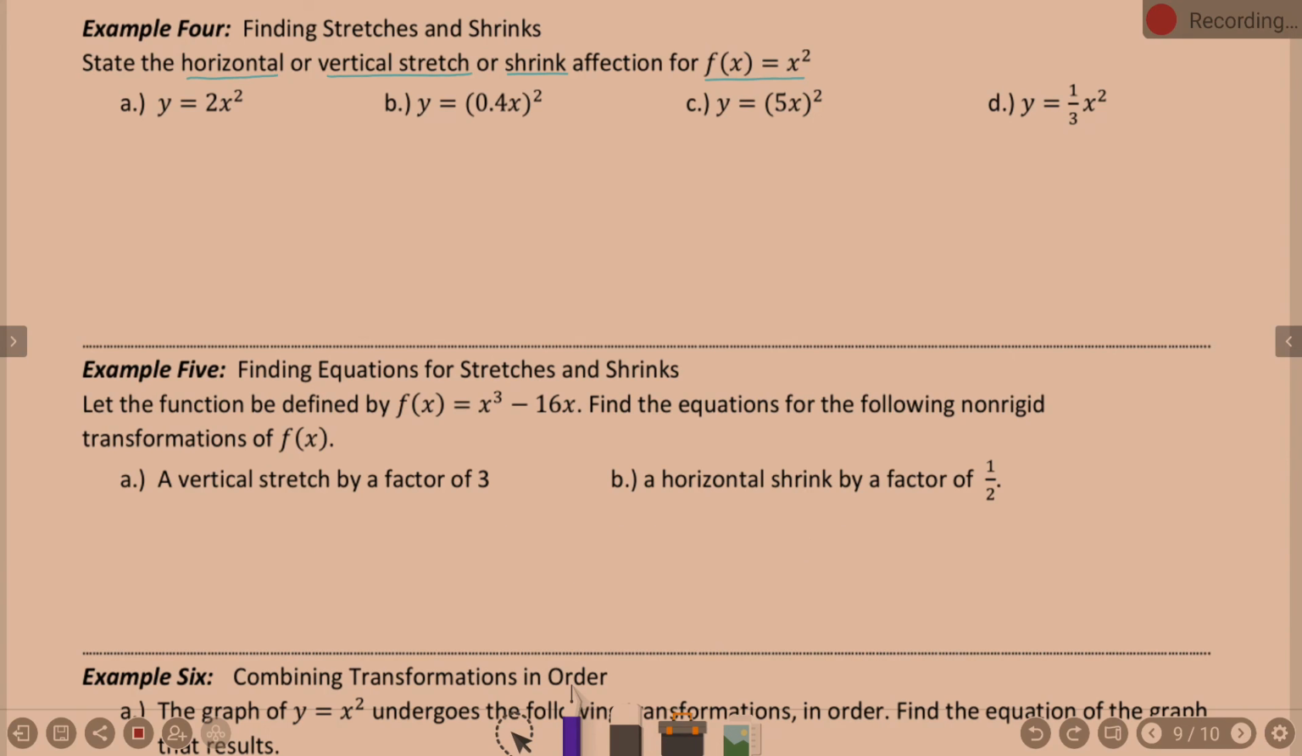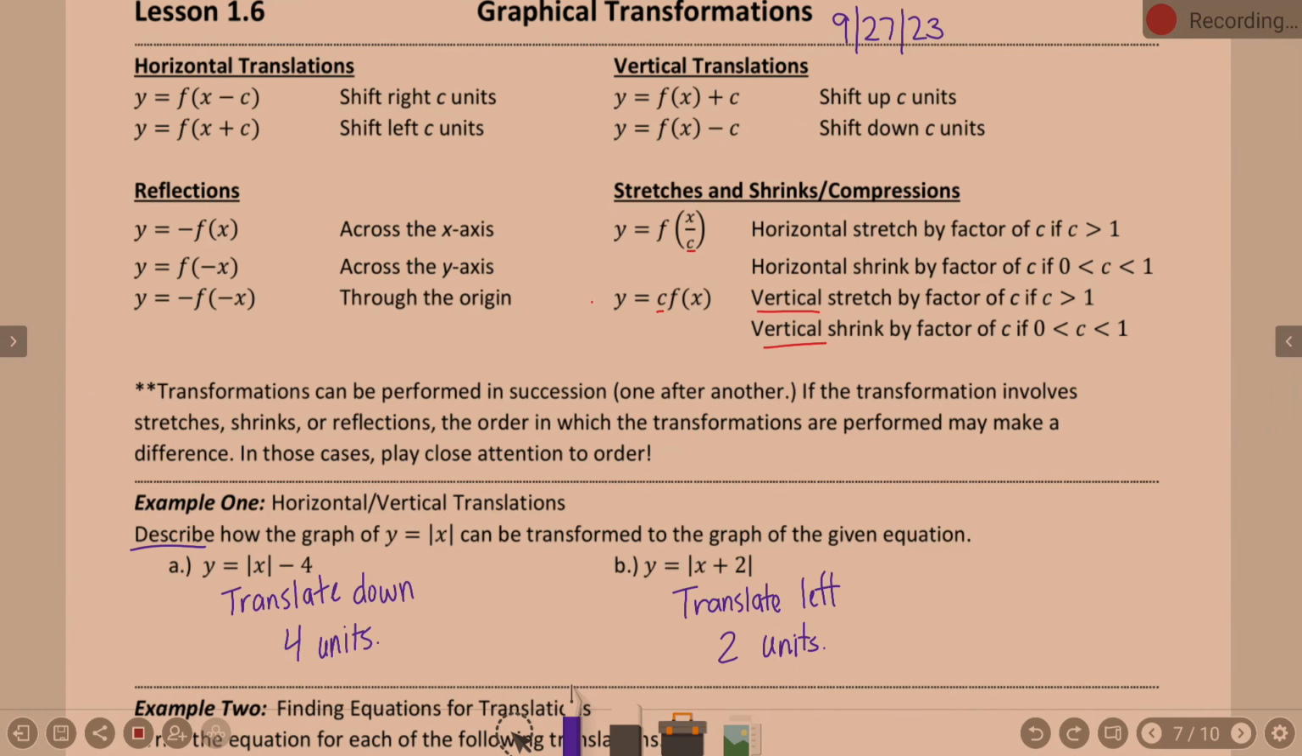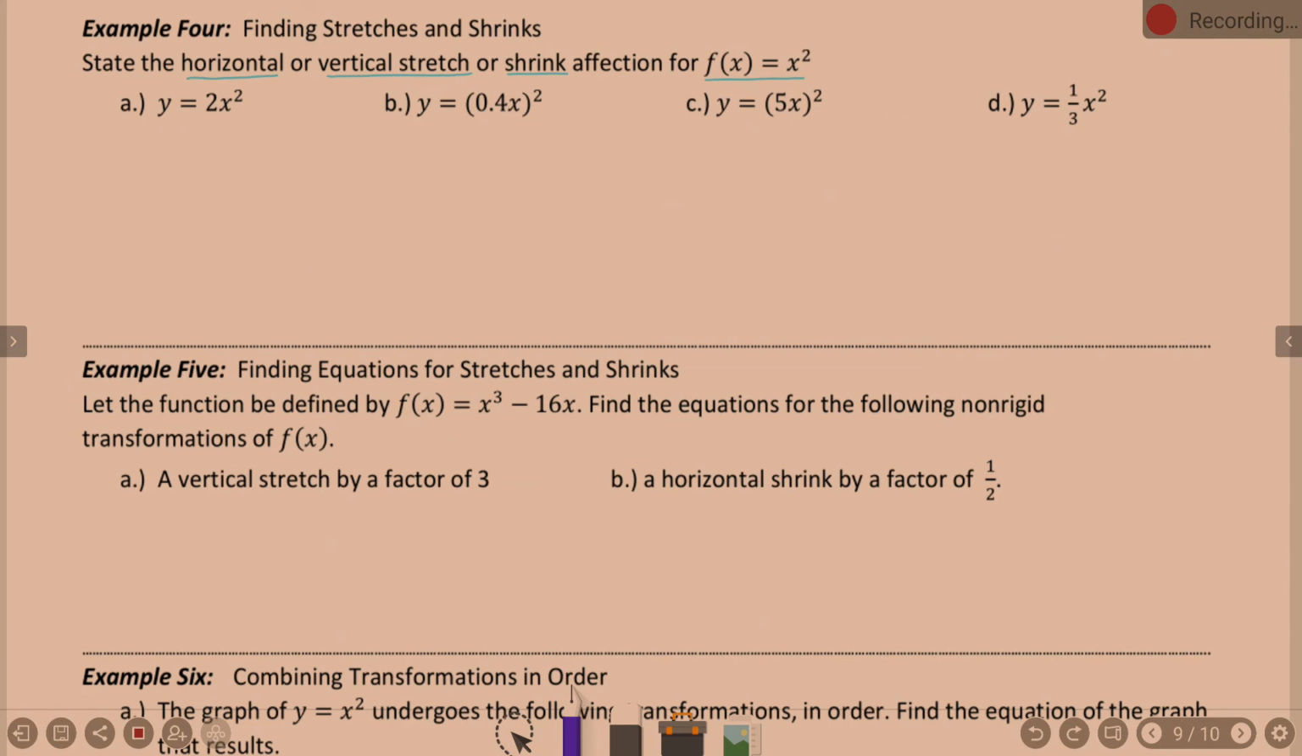What do you know about A, though? Horizontal or vertical? Vertical, just. Okay. That 2 is just out front, like right here, yes? The 2 is just out front of the function, and so that is going to take it into the vertical category. So yeah, that first one is an easy one. It's going to be a vertical stretch by a factor of 2.